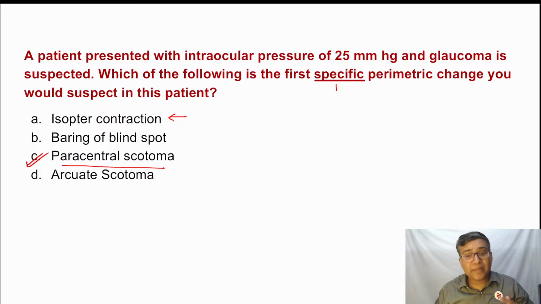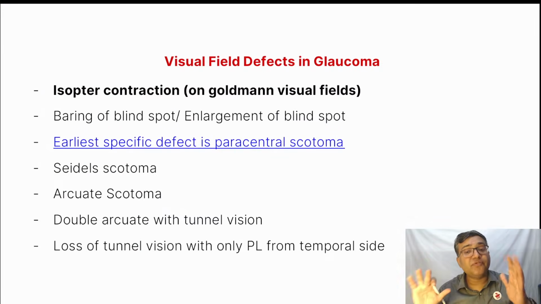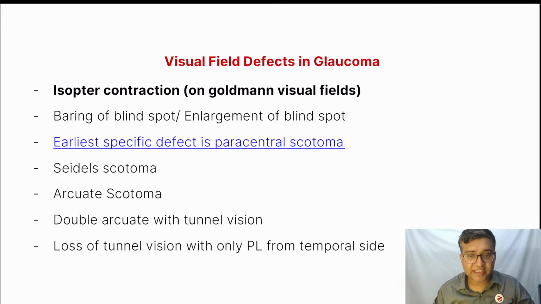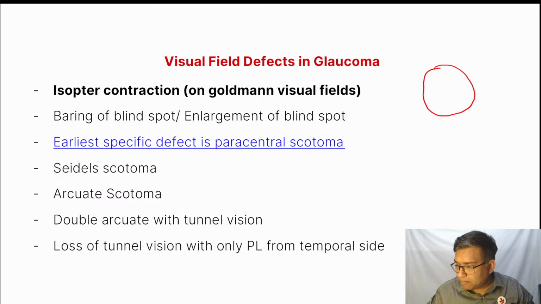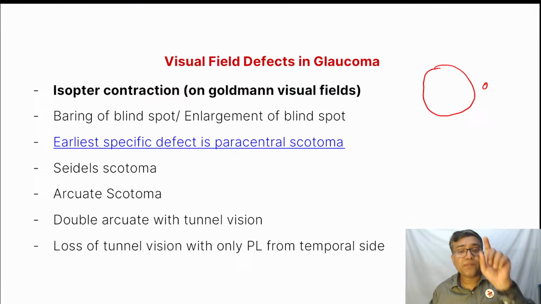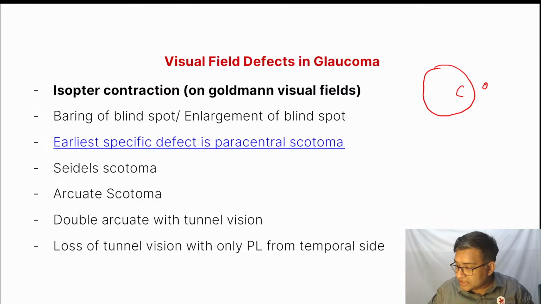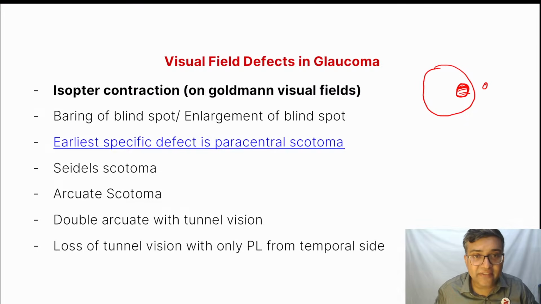So with this, I basically tell you what are the various visual field defects in glaucoma. If they ask about the first one, that is your field of vision decreases, that is called isopter contraction. The field of vision decreases to a level when your blind spot is not seen, then this is called baring of blind spot, or when you see an enlargement of blind spot, this is basically the second visual field defect.